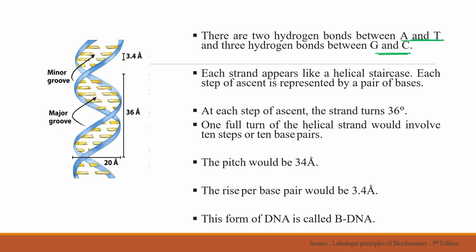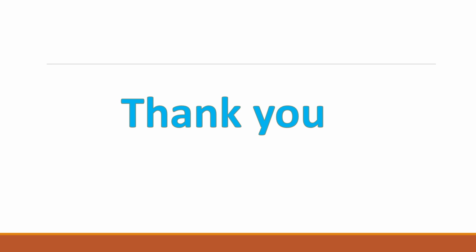And each strand appears like a helical staircase. You can see the helical staircase, right? At each step of ascent, the strand turns 36 degrees. Okay, the pitch is 34 angstrom, and the rise per base pair, meaning the distance between two base pairs, as you can see over here, the distance between this and this one is 3.4 angstrom, and this type of DNA model is called B type DNA. Okay, so this is all about the macromolecular part of the biomolecules chapter.